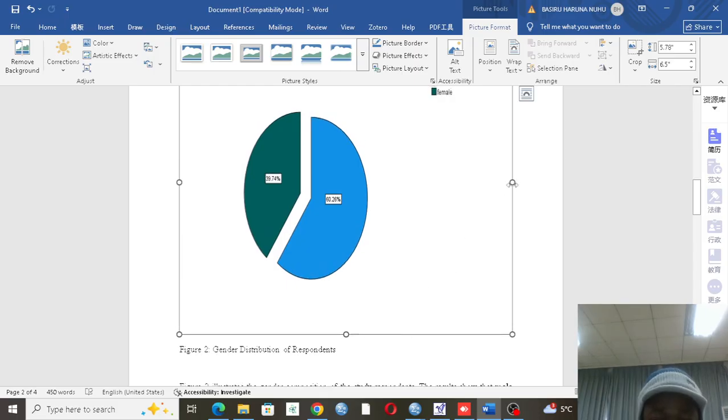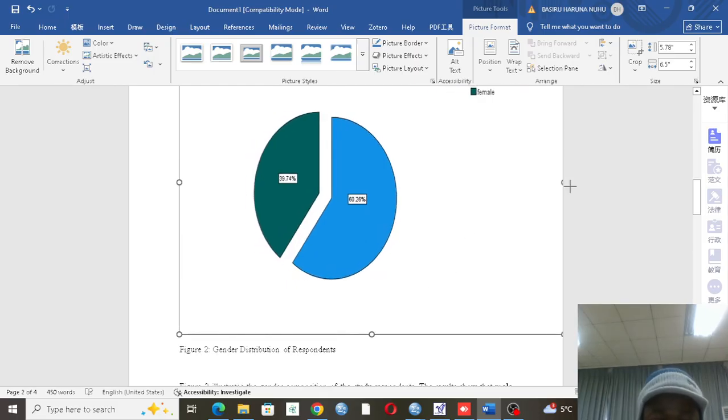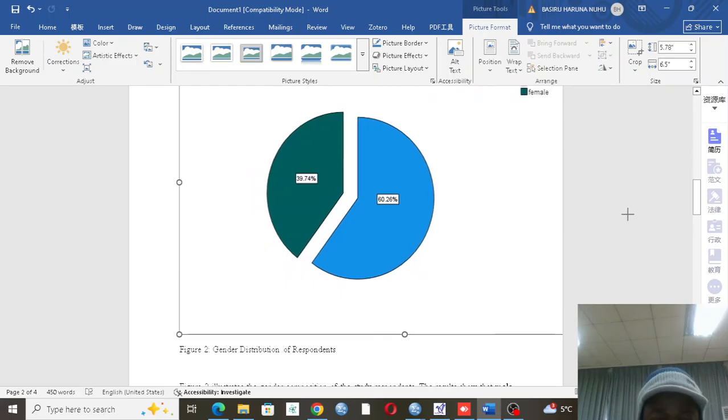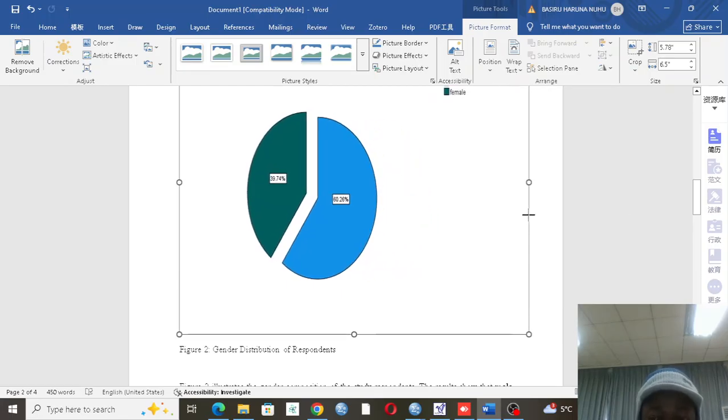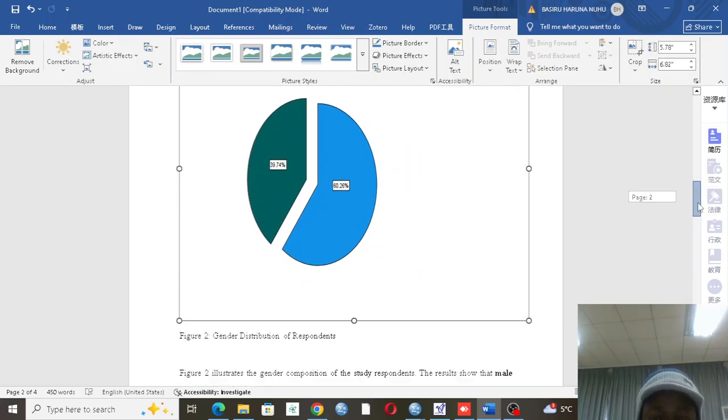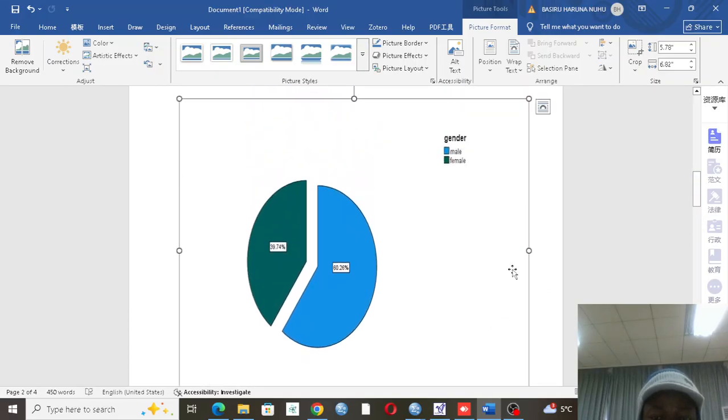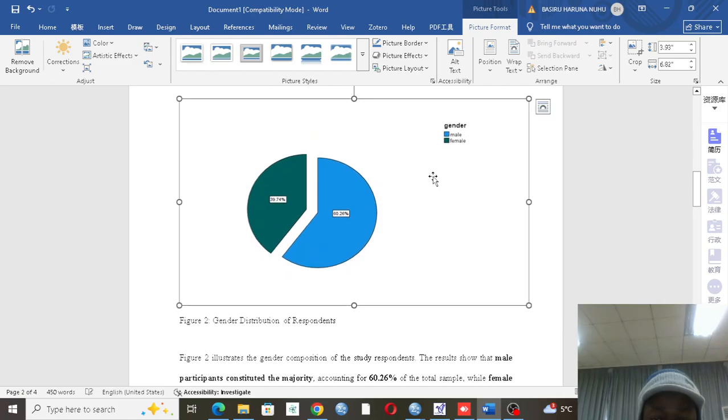Let me zoom it for you to see it clearly. I think you can see the numbers. So we just describe whatever we had from the pie chart. I'm bringing it to its normal way.